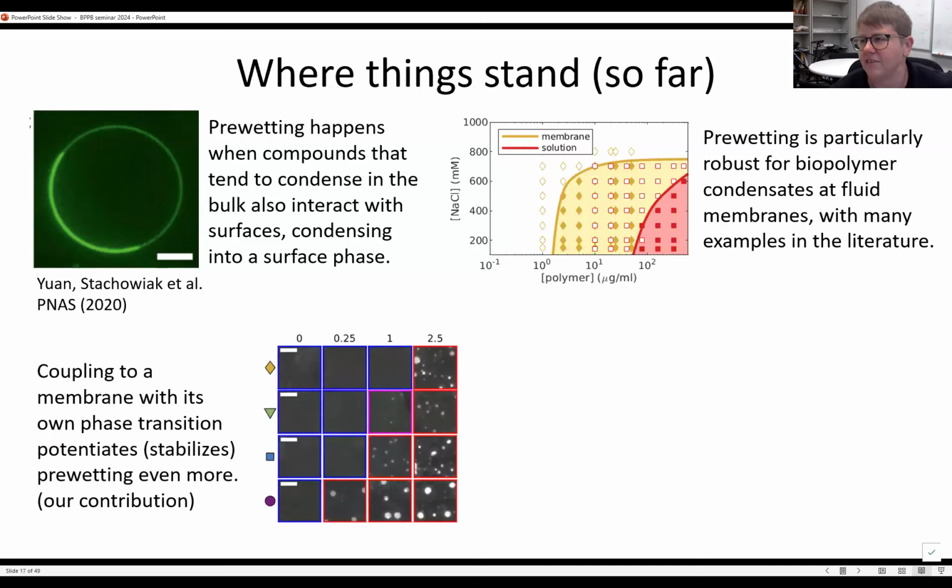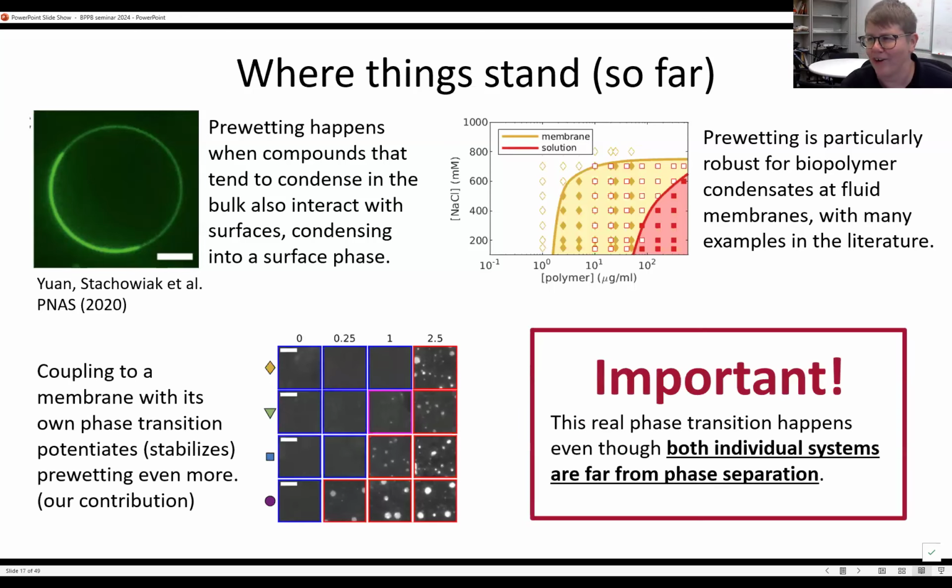Our contribution is to look at membranes that also have their own phase transition, and we found that when the membrane has its own phase transition, it can dramatically enhance this pre-wetting even more. And the important thing that I want you to take home is that this effect happens even though both of these systems are very far from their own phase transitions, but by coupling them together, we get a new phase transition that's a real phase transition. It does its own stuff.